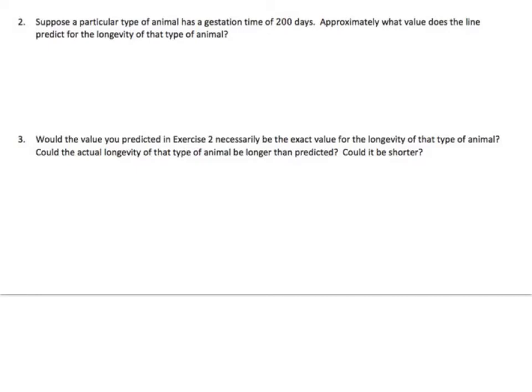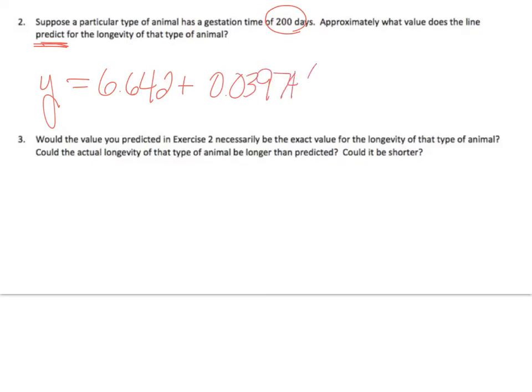Suppose a particular type of animal has a gestation time of 200 days. Approximately what value does the line predict? That means we're going to use our line for the longevity of that type of animal. I have y equals 6.642 plus 0.03974, and I'm going to plug in 200 for x. Crunch my calculator. I've got 14.59, which we're just going to round to 14.6. Longevity, so that is in years.